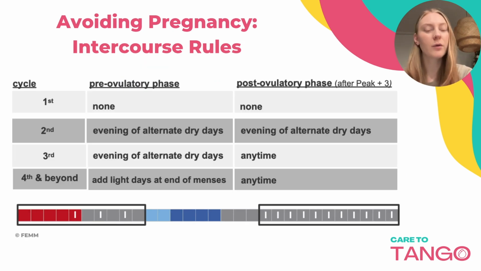So this is a quick overview of the given rules to avoid pregnancy using your cervical mucus. During the first cycle, you would avoid all genital contact. During your second cycle charted, you would have intercourse during the evenings of alternate dry days. On your third cycle, you can include any time during the post-ovulatory phase. And on your fourth cycle charted and beyond, you can include light days at the end of your period.